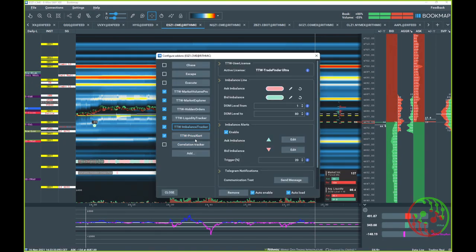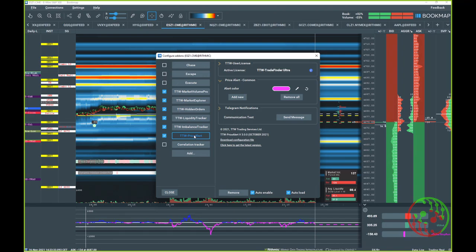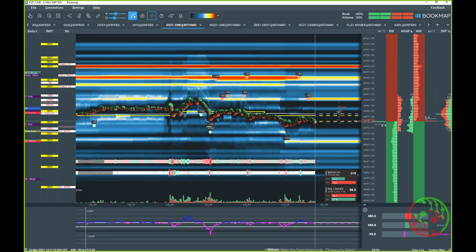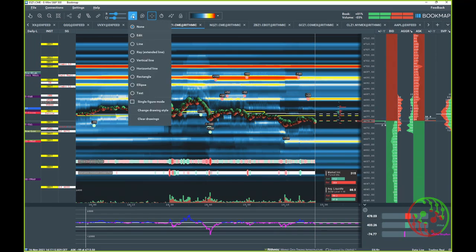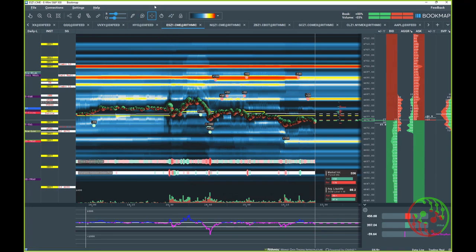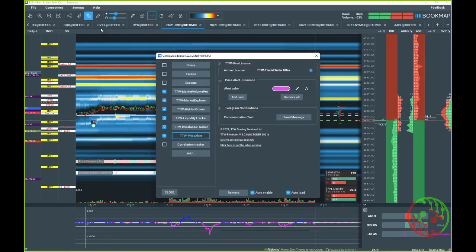And by the way, guys, Levi, if you're around and you're listening, just to answer your question, what is the price alert? We added this price alert simply because adding graphicals and lines and rectangles using Bookmap drawing tools is a little bit, let me say, cumbersome. It's a little bit shaky. So we added the price alert.